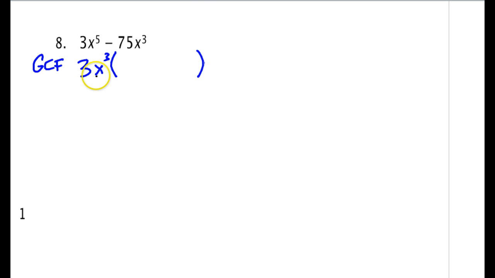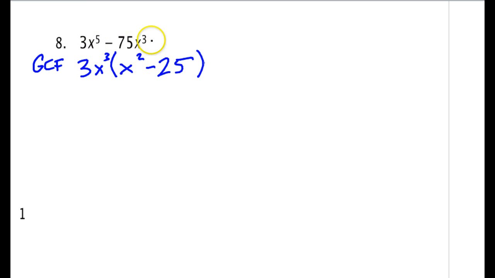Let's see what's left over. Take a 3 out, there's nothing left. Take 3 x's out, there's 5 total, you take 3 out, you have 2 left over. Take a 3 out of 75, left with a 25. And if you take 3 x's out, there's no x's left over.